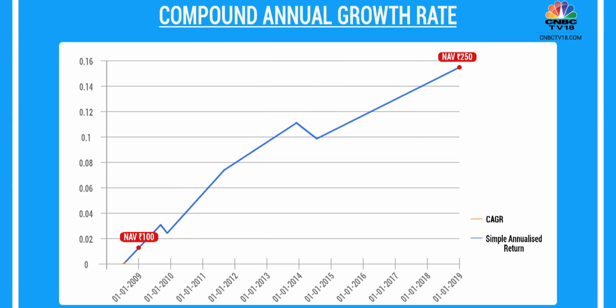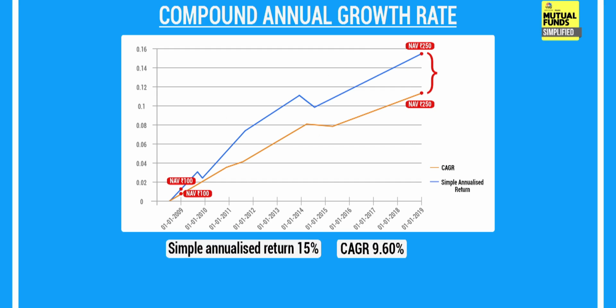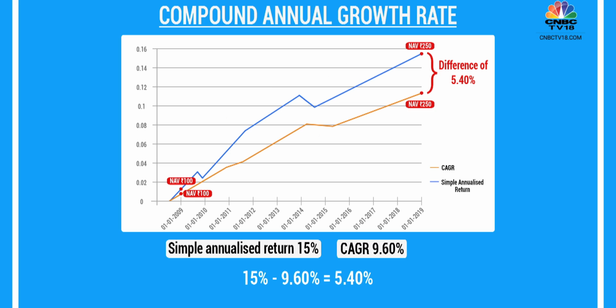If we now work backwards to find out what is the CAGR return made in this example where the NAV moves from 100 to 250, it would work out to be 9.6%. So the difference between simple annualized return of 15% and CAGR of 9.6% is actually 5.4%, and that is not ignorable. Ouch, that's got to hurt.